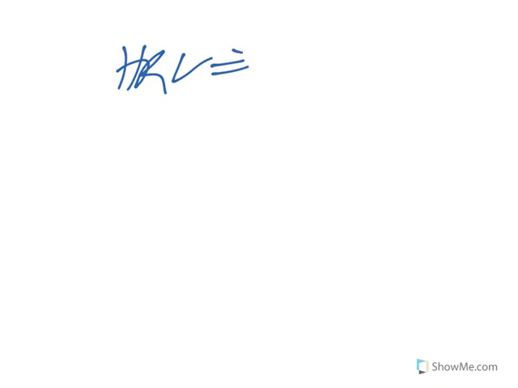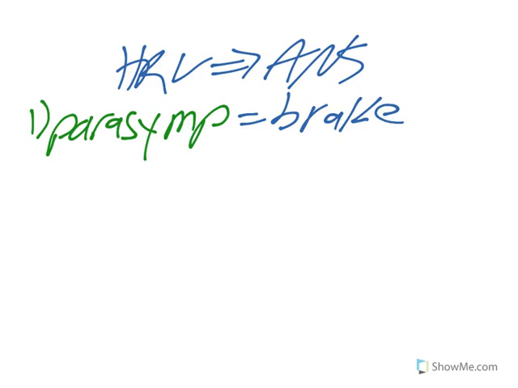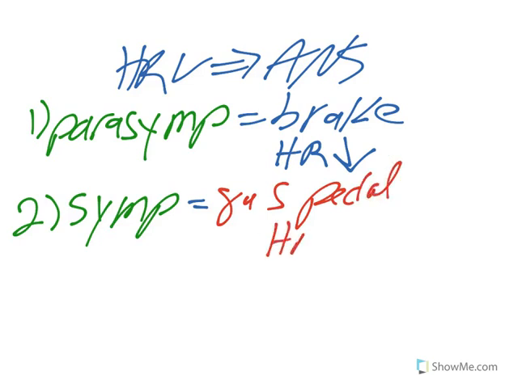So heart rate variability is a good proxy for something called the autonomic nervous system. So the autonomic nervous system has two branches. One of them is the parasympathetic branch, and this is like the brake on your car. If you push down on the brake harder, your heart rate will slow down, right? Your car will slow down. The other one is the sympathetic side. So the sympathetic side is like your gas pedal. Push harder on the gas pedal, your heart rate is going to go up.